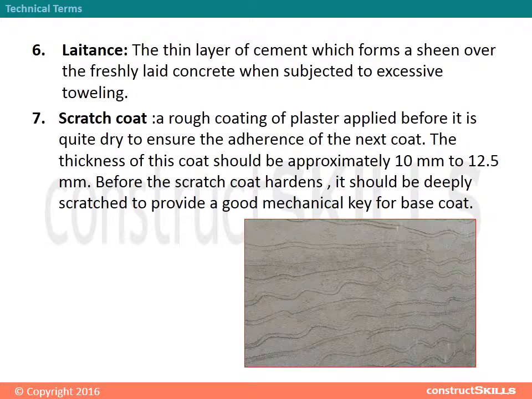Laitance: the thin layer of cement which forms a sheen over the freshly laid concrete when subjected to excessive troweling. Scratch coat: a rough coating of plaster applied before it is quite dry to ensure the adherence of the next coat. The thickness of this coat should be approximately 10 mm to 12.5 mm. Before the scratch coat hardens, it should be deeply scratched to provide a good mechanical key for base coat.